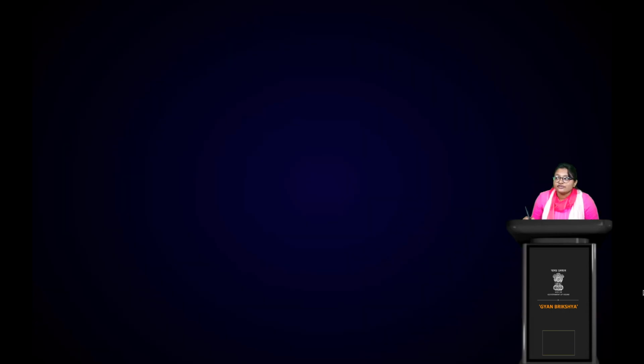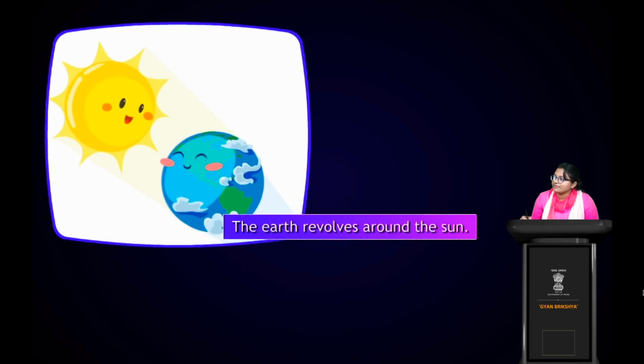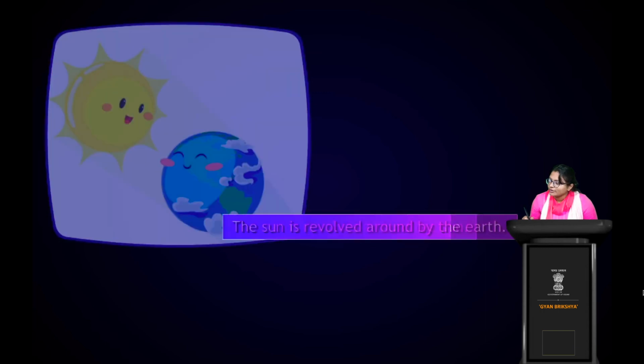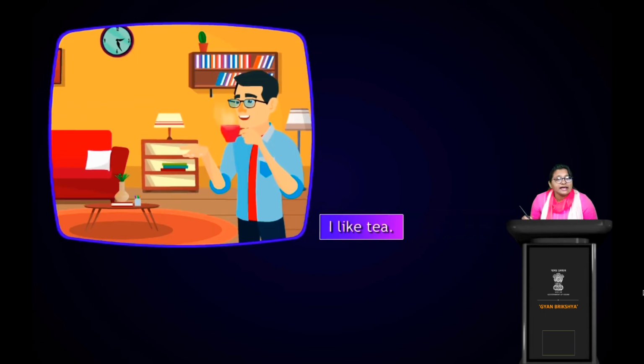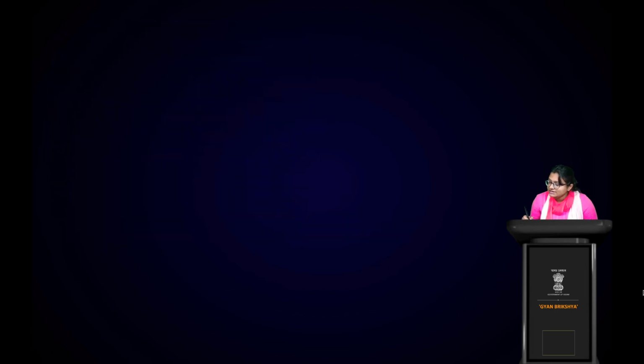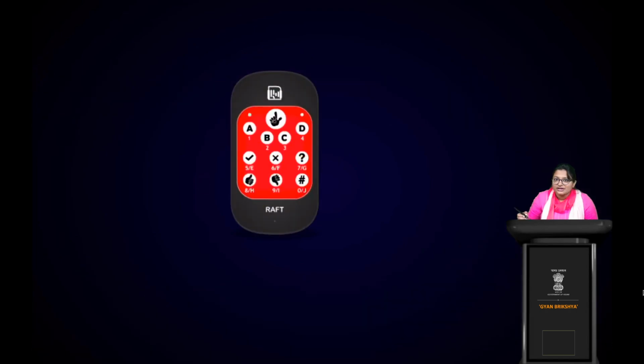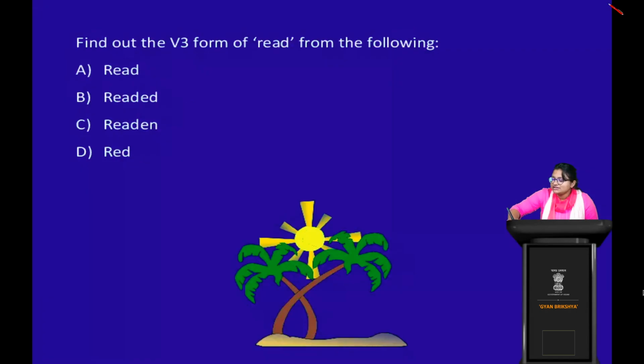Now let's look at the different sentences that we will have. The earth revolves around the sun. This is present indefinite tense. This gets changed to the sun is revolved around by the earth in case of passive voice, right? Similarly, I like tea changes in passive voice to what? Tea is liked by me, right? So I like tea changes to tea is liked by me.